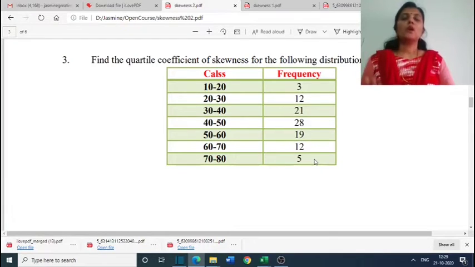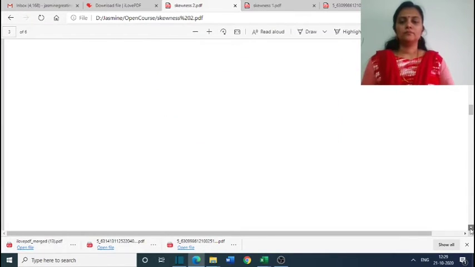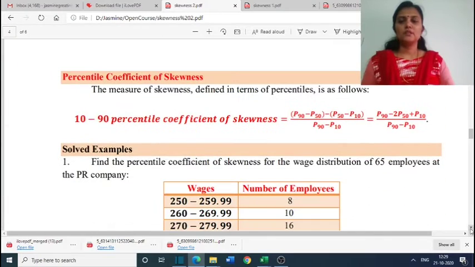Now you have one more column to be drawn for cumulative frequency: 3, next one 3 plus 12, 15, like that. After that find Q1, Q2, Q3 and substitute in the given formula of coefficient of skewness for quartile deviation. Now next portion is percentile coefficient of skewness.